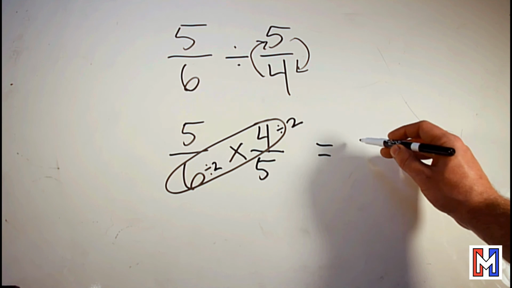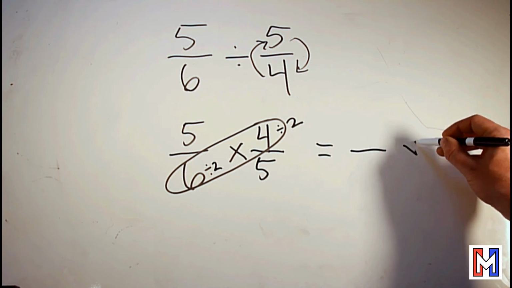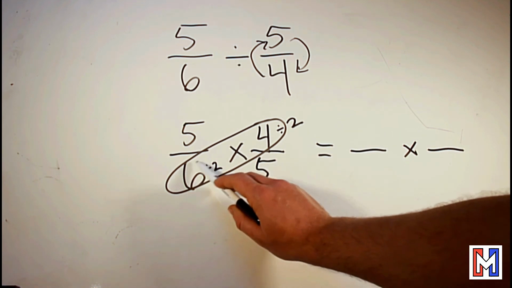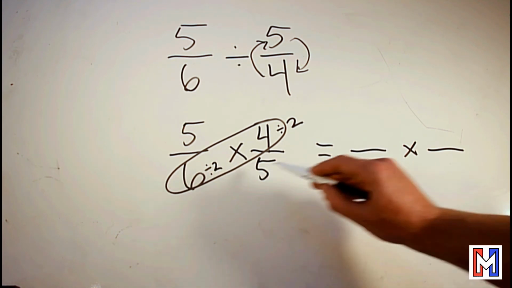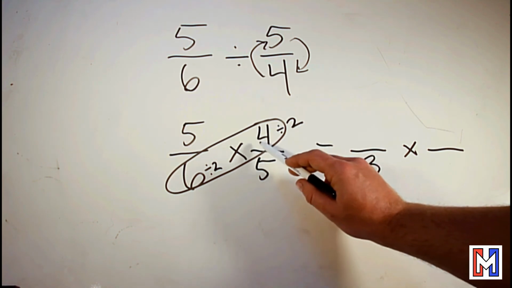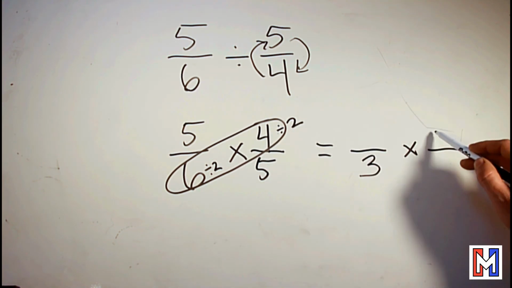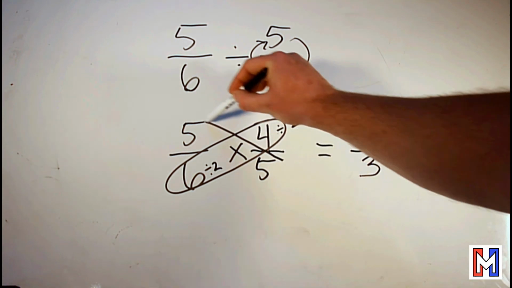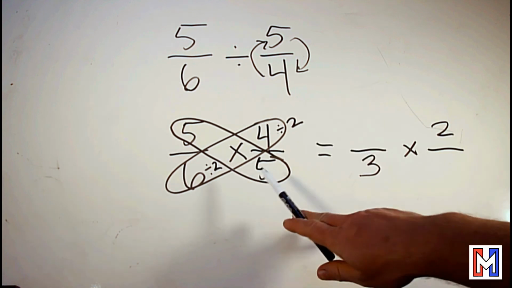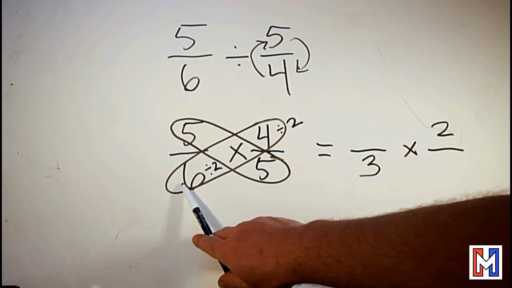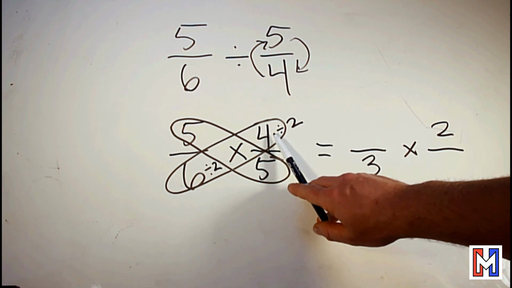And I'm going to rewrite my fractions over here. It's not my answer, but I'm going to just rewrite these fractions. So our first denominator is 6 divided by 2, and that equals 3. Our numerator of our second fraction is 4 divided by 2, and that equals 2. Now I'm going to go the opposite way. It's always the denominator of one fraction and the numerator of the other.